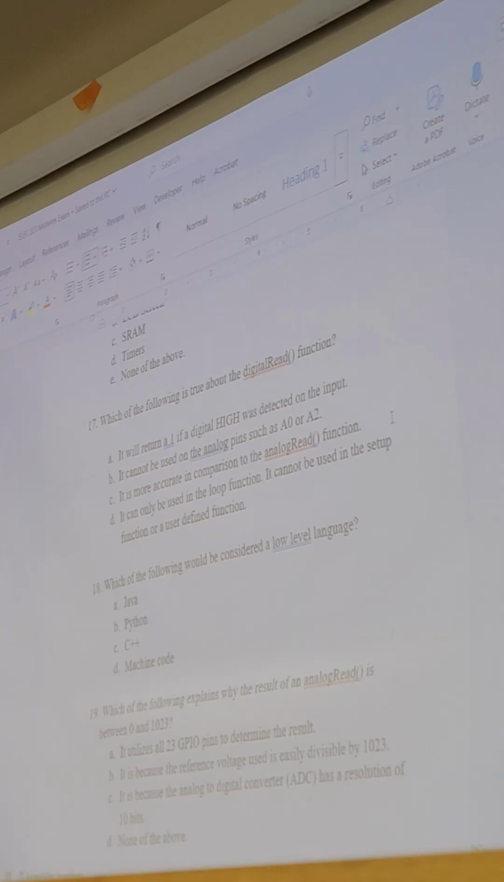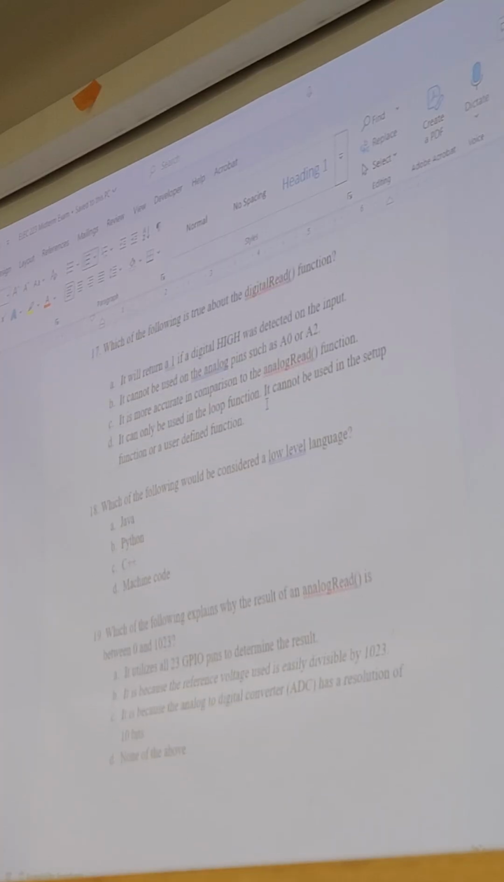For question number 17, this one is also fairly straightforward. The other options are all not correct. The first one is that digital read can work on any pin, analog or digital, so B was not the valid answer. It's not more accurate than analog read, and it's not only usable in the loop function; it can be used elsewhere. So the correct answer there is just A.